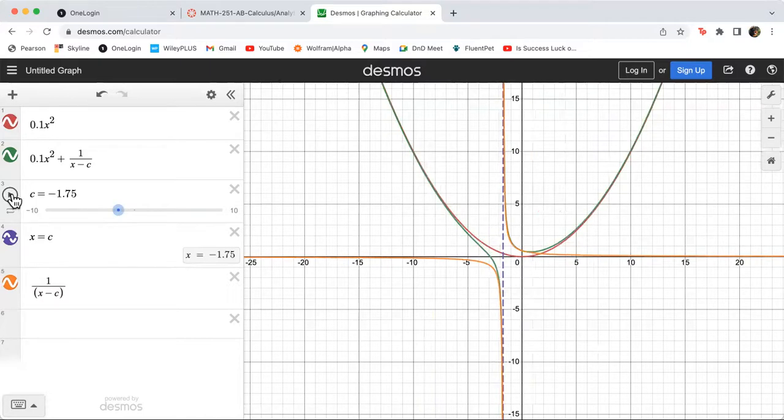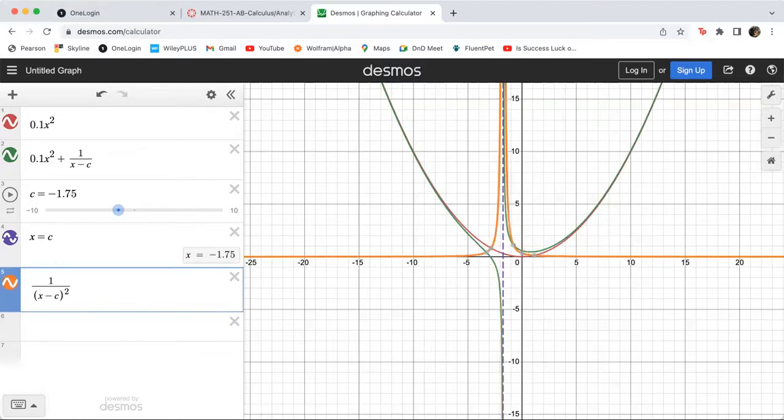So let's change what's going on with this x minus c. Note that if I square this, then both sides are going to go towards positive infinity, because I take 1 over a small negative number that gets squared, and it becomes a very small positive number, positive nonetheless. So 1 over x minus c squared, or 1 over the square of the difference of x and c, is always going to be positive.